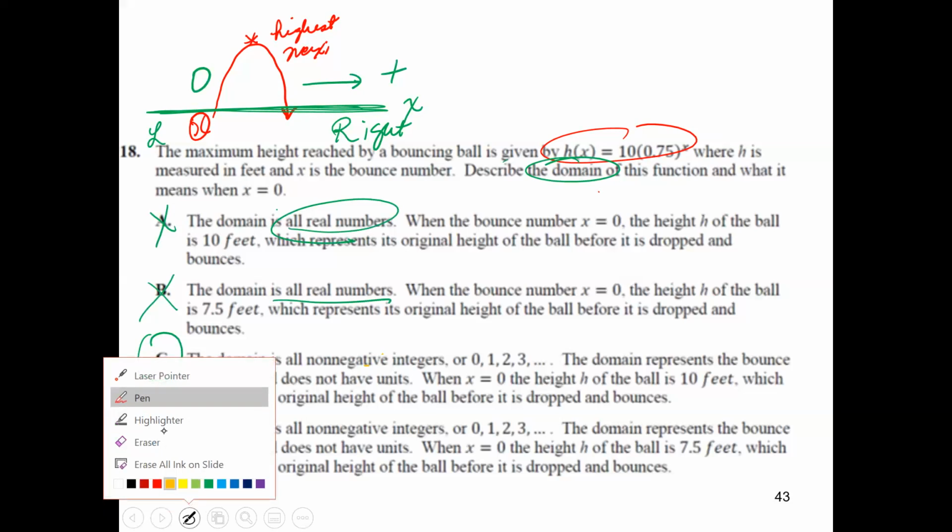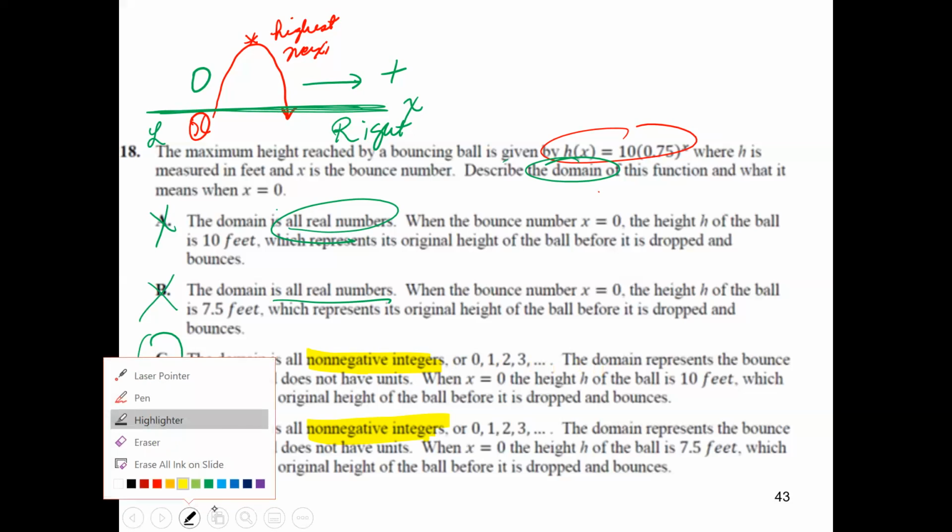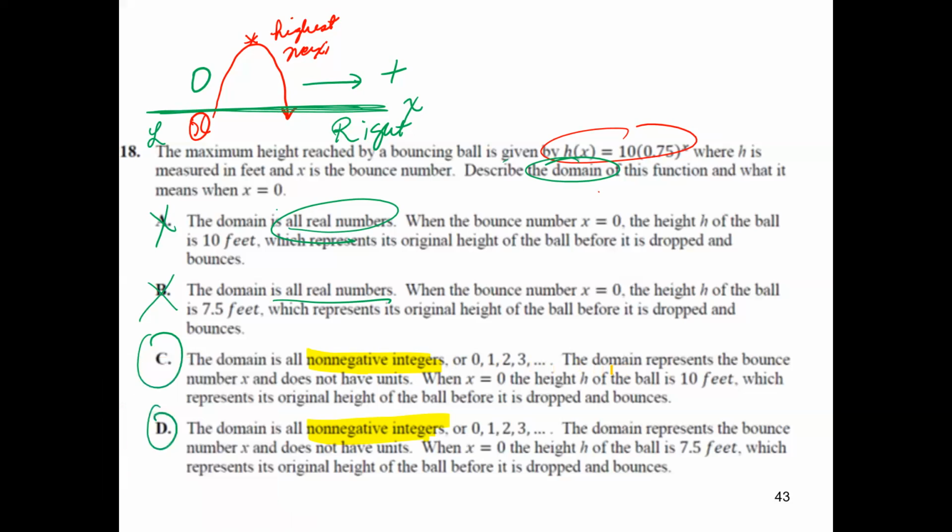Like the height of your ball cannot be a -3 feet. You're not bouncing it down underground. It's on the ground, right? So it has to be 0. And so then is a C or is a D? So then let's take a look at other little hints over here. So the domain represents the bounce and does not have unit. When x equals 0, the height of the ball is 10 feet. And that's actually true. This 10 right here is going to tell you when x is 0, the height, how tall the ball is, the highest it can go is at 10 feet, which represent the origin of the height before it was dropped and bounced. So your answer in this case is going to be C.